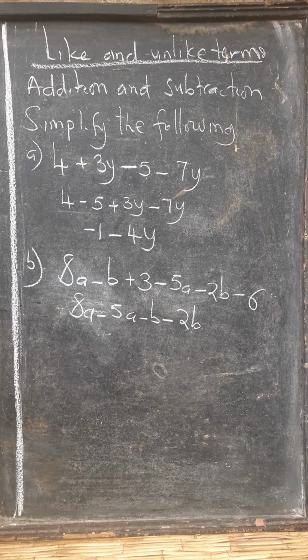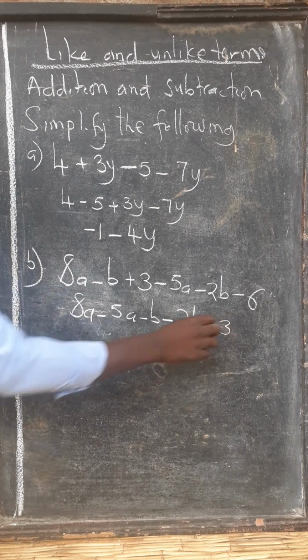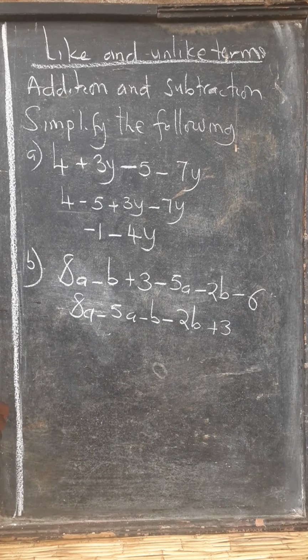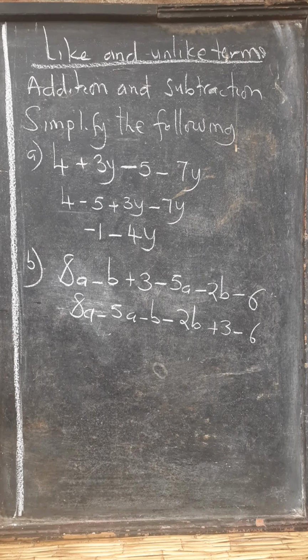Minus 2b. Then we come to this one, plus 3 minus 6 there. Okay? Then we begin now to simplify them in the order that we have grouped them according to the likeness. So for the first one, we have 8.